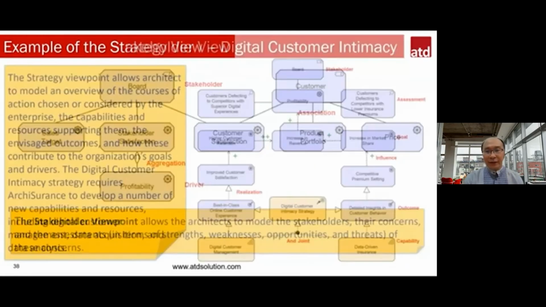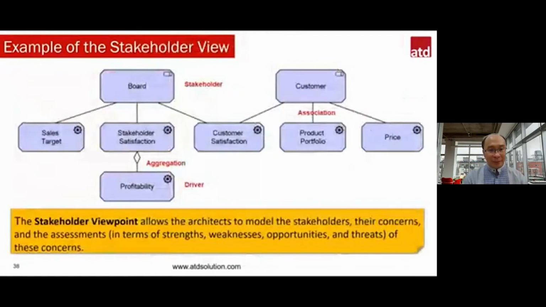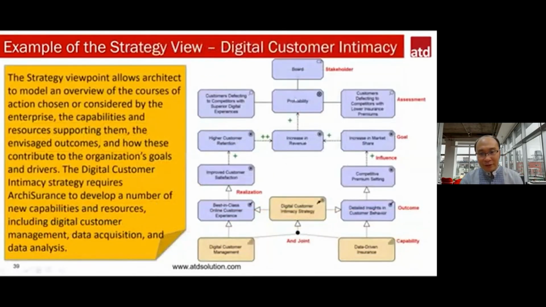Then if you see just now the board, they have profitability at the bottom here, stakeholder satisfaction, and of course to ensure profitability. So how can we connect the board and the profitability here? Actually, in order for us to be profitable, we need to define the strategy. The strategy here, I call it the digital customer intimacy strategy.